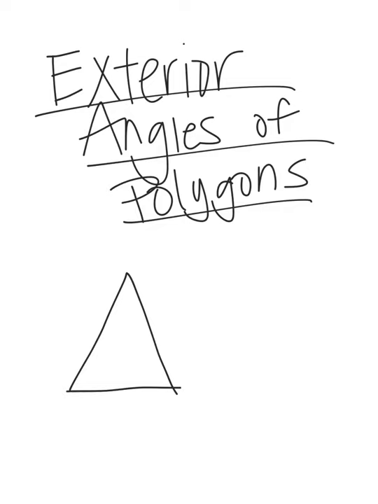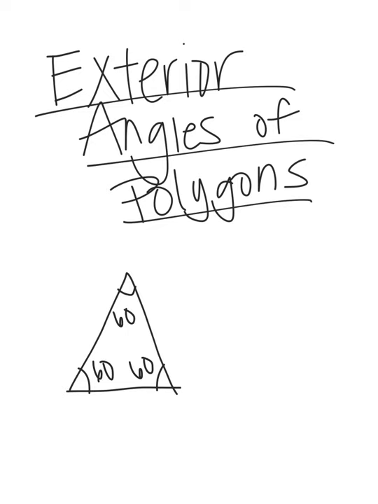Our lesson last week was about the interior angles of polygons, but this week we're going to be talking about the exterior angles of polygons. So let's start with an equilateral triangle. If I'm looking at the interior angles of this triangle, I know that each interior angle has to be 60 degrees. Okay, we talked about that last week, but now we're moving on to exterior angles.